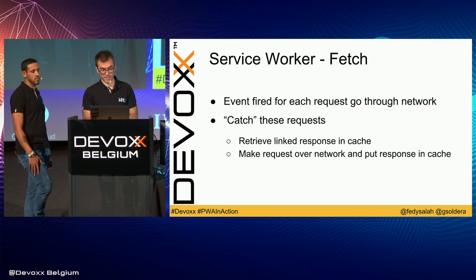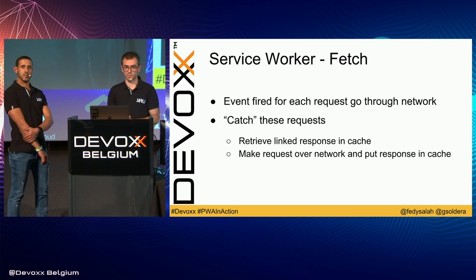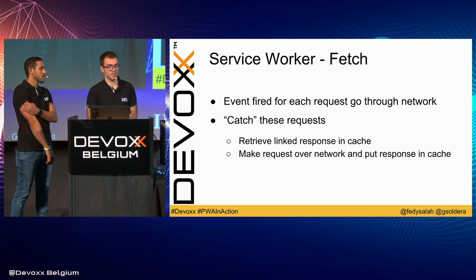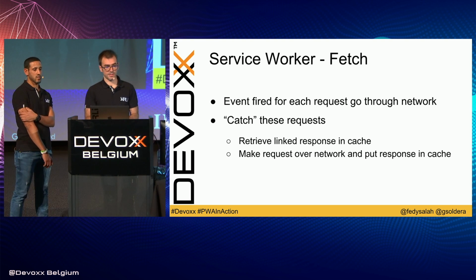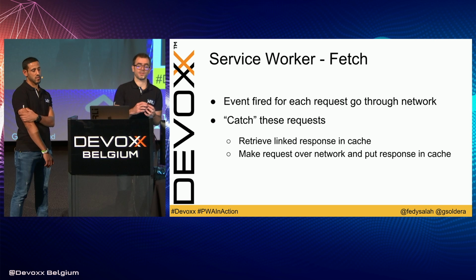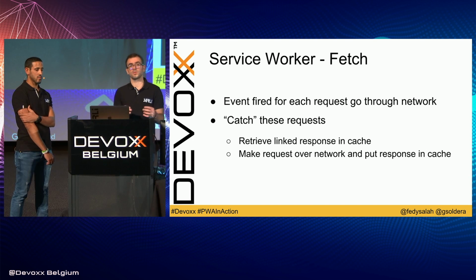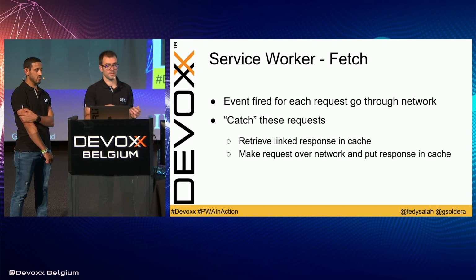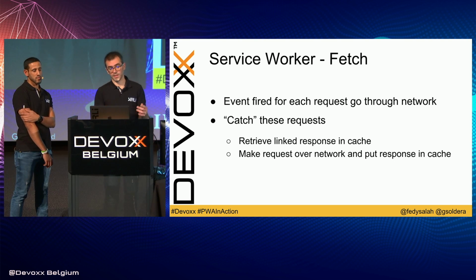For the fetch event, this is the main event, I think, in a progressive web app. This event is fired for each request which goes through the network. The handler catches this request, and depending on the cache strategy implemented, it looks up into the cache if there is an existing response for this request, or makes the request over the network. And it can put the response into the cache.